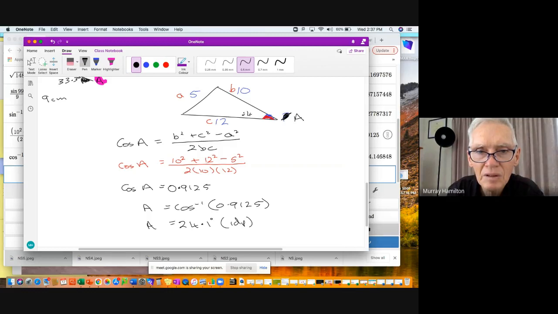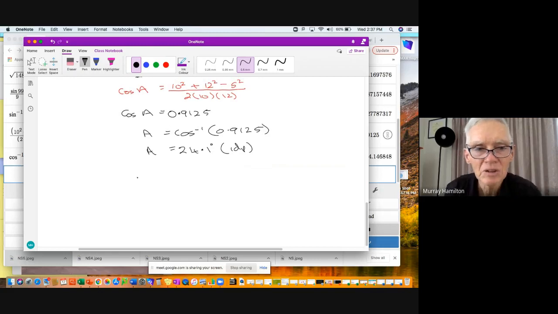So what we've done today, we have covered the cosine rule, finding an angle. We've covered the cosine rule, finding a side. And we've done the sine rule, finding an angle. So now I'm going to go on to the sine rule, finding a side.